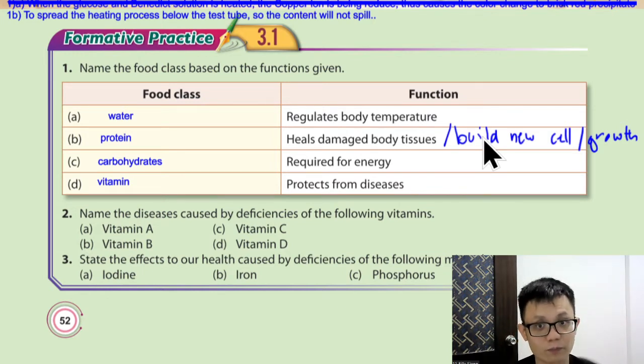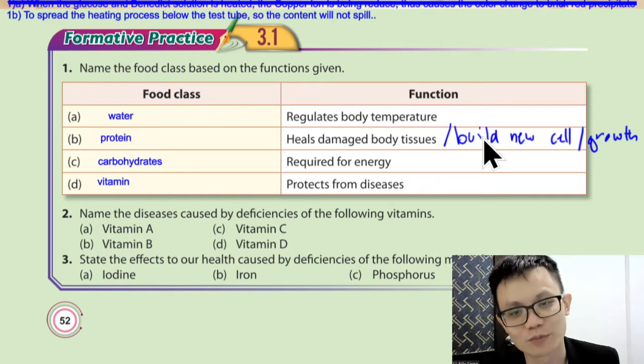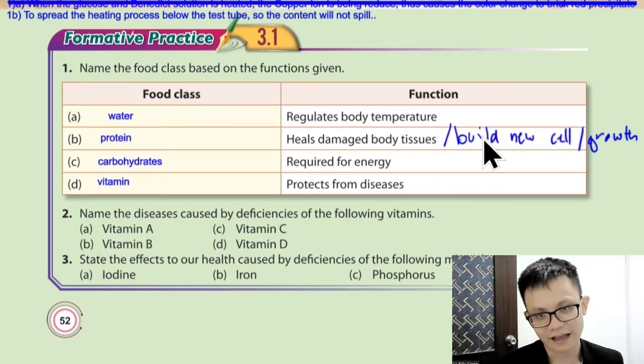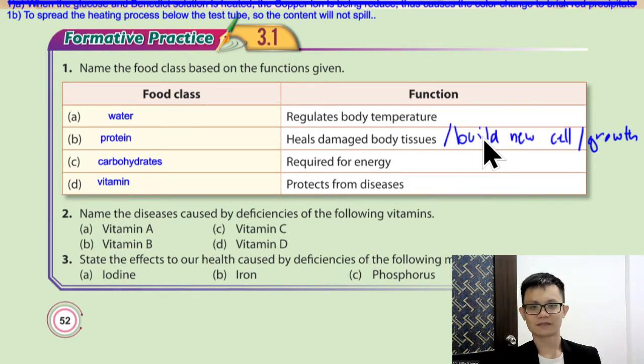Carbohydrate is to give energy, like rice. You eat a lot of rice, you got a lot of energy, so you don't need to keep on eating. Vitamin protects from disease. Therefore, we have vitamin C to protect you from disease. So you can buy at Guardian, Watsons, Alpha Pro. They should pay me money, right? I help them to promote.